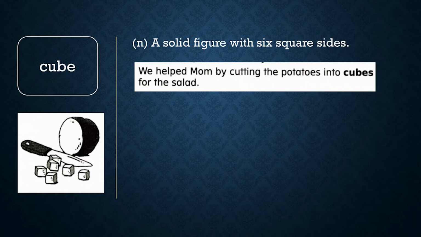Now, let's review word meaning. True or false? Pieces of ice that you put in your water are sometimes cube-shaped. If you said true, you're right. Ice used in drinks often has 6 square sides.